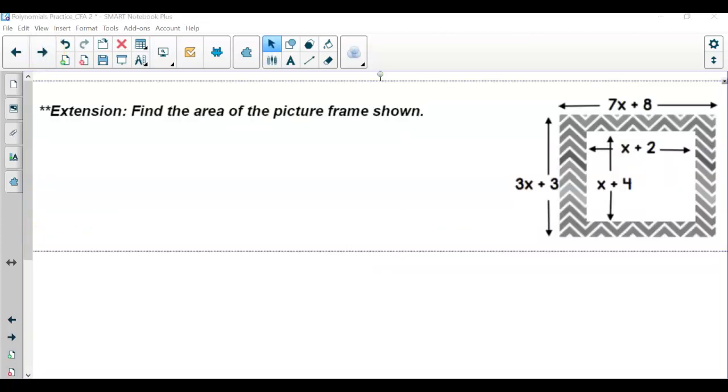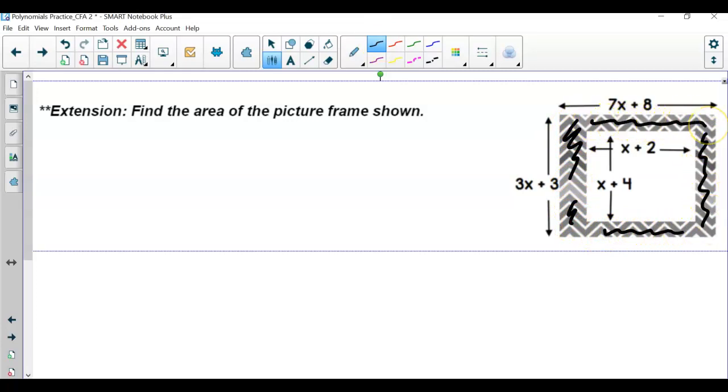This next problem was an extension. So for those who do this one, I am going to go over it now. So you just had to find the area of the picture frame. So the picture frame is just all this little section here. So we just need to find the area of the picture frame. Well, technically we have two rectangles. I've got here we have 7x plus 8 by 3x plus 1.